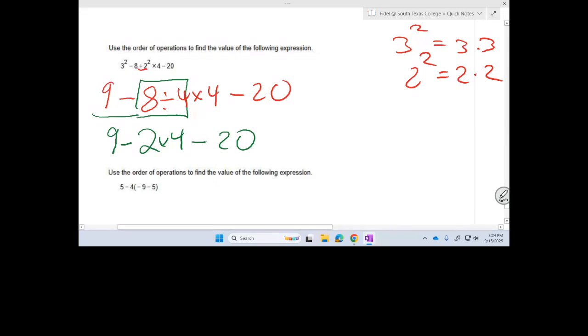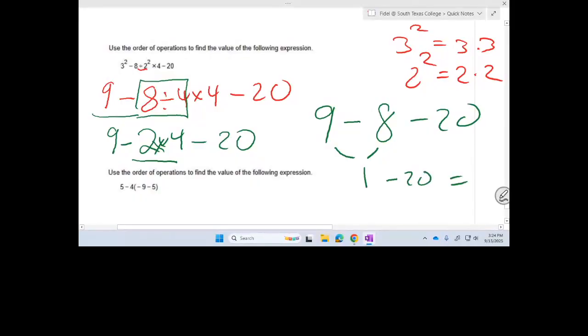Okay, y'all, we still have multiplying here. Let's do it. 2 times 4. Look, the first thing I'm going to write down, though, y'all, my number 9. Why? That's the first number I see. Minus. What's 2 times 4? 8. Minus 20. Okay, let's go left to right. What's 9 minus 8? 1, right?